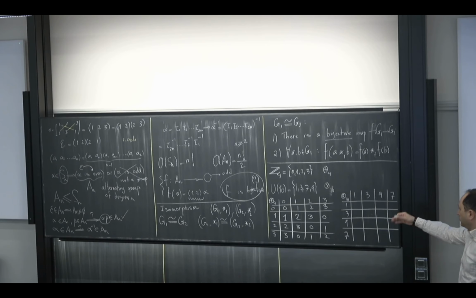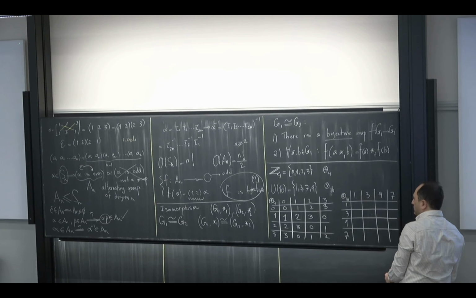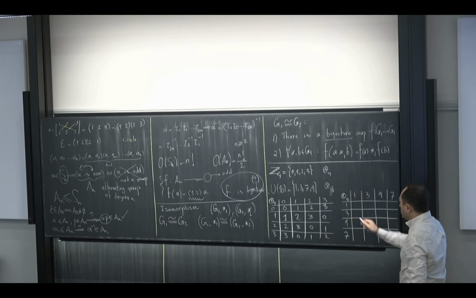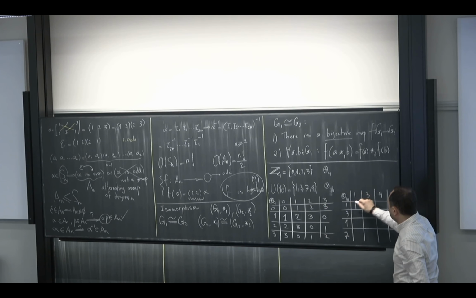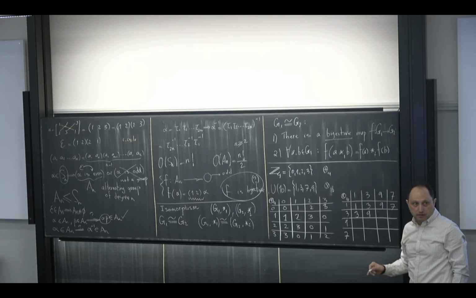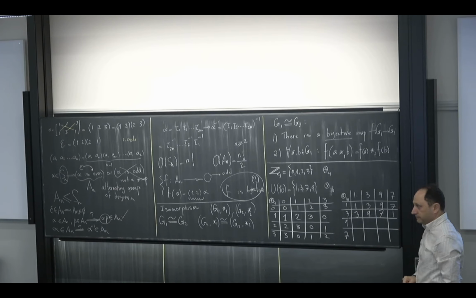I have to consider all possibilities. It doesn't matter if I write them in the natural order or in this way. I want to know how this operation acts. So for example, 1 times 1 is 1, 1 times 3 is 3, 1 times 9 is 9, 1 times 7 is 7. But 3 times 3 is 9. Can you tell me what is 3 times 9? It is modulo 10, so it is 7. And then 3 times 7 is 1.